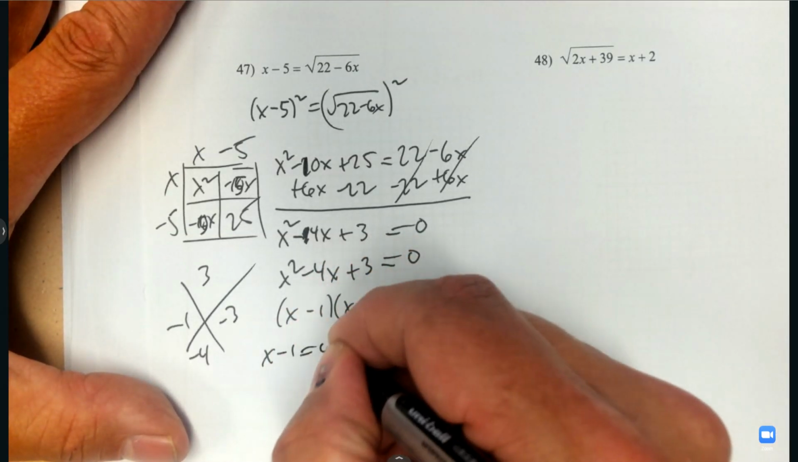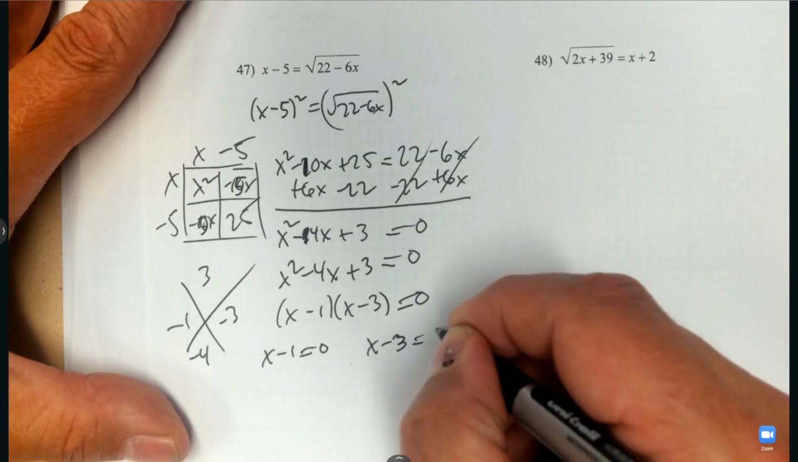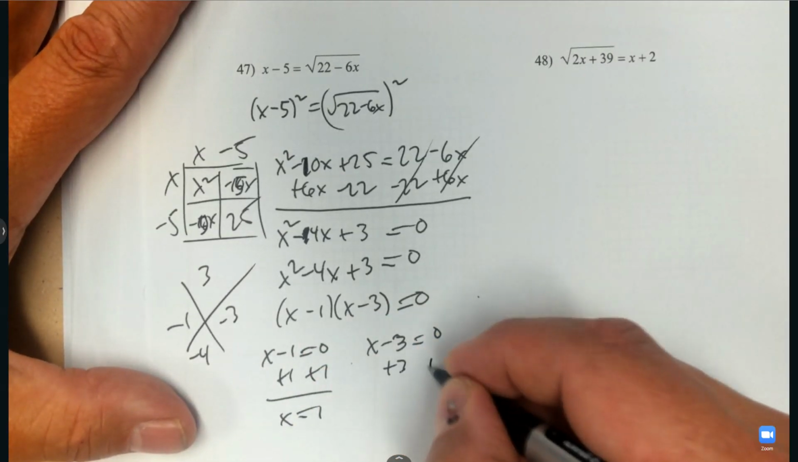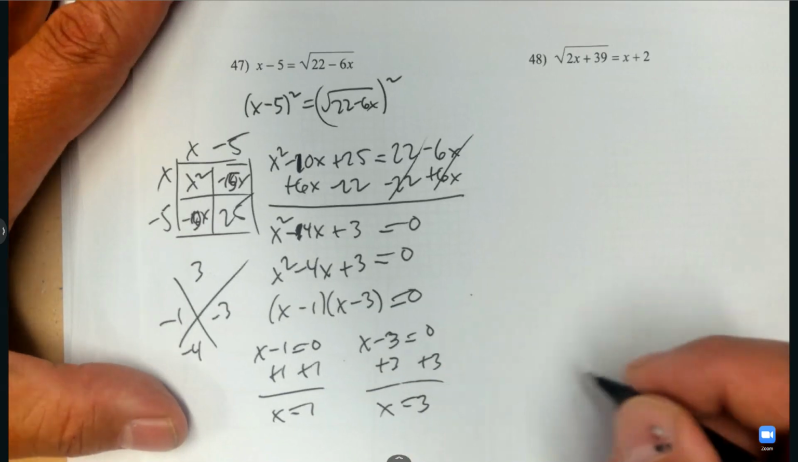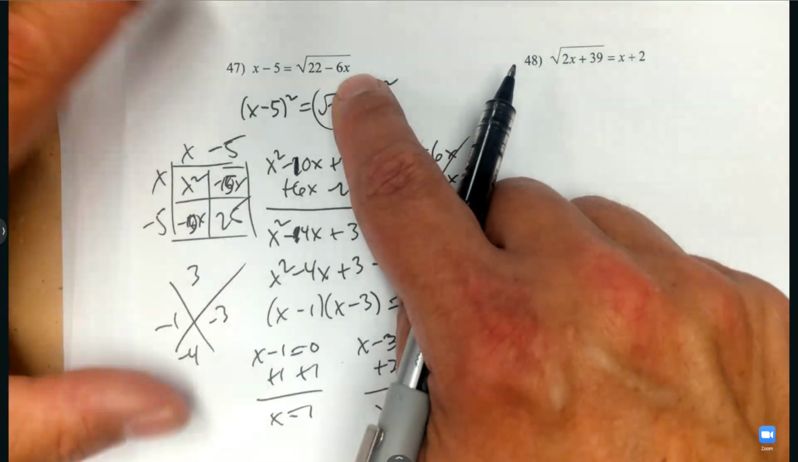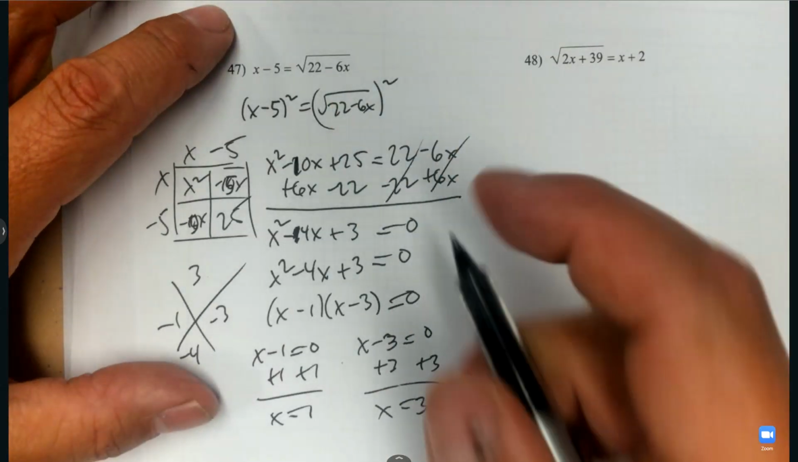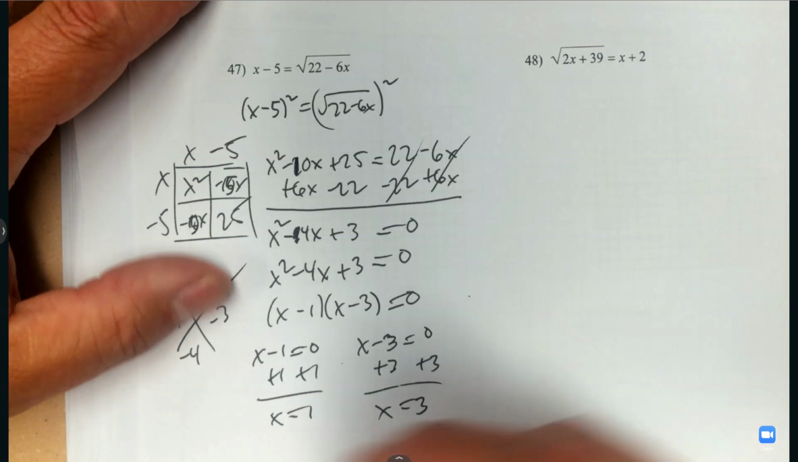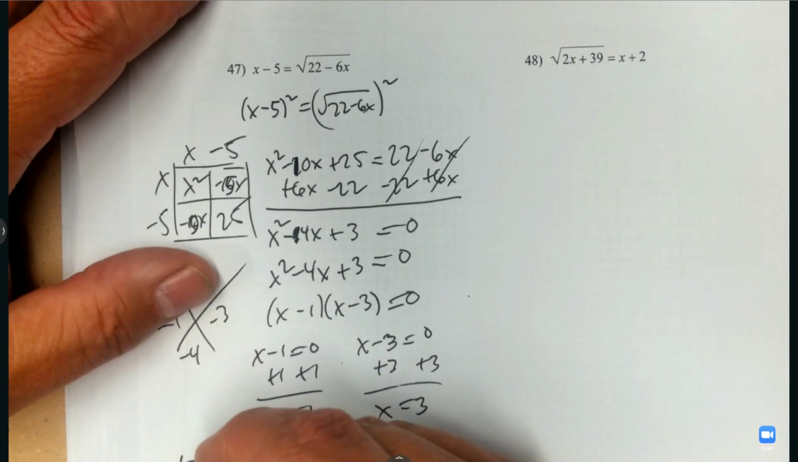And you can take each factor equal to 0 and solve it. So we're going to add 1. We're going to add 3. And make sure both answers are good answers. So if I plug 1 in, it's a bad answer. And the reason is this. Look at the left side. What's 1 take away 5? That leads to a negative answer.